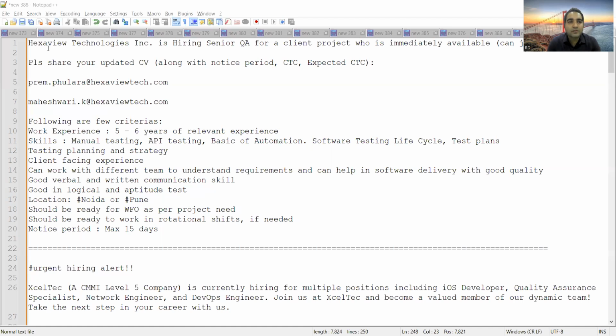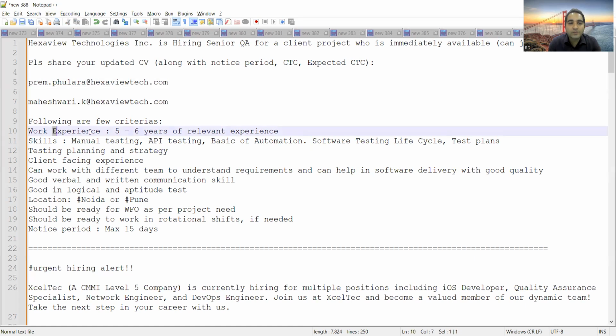The very first job opportunity is from Hexaview Technologies, who is looking to hire a senior QA for one of their client projects, and they are looking for immediate joiners, someone who can join in 15 days. You need to share your updated CV along with notice period, CTC, and expected CTC, and these are the email addresses wherein you need to share your resumes and profiles.